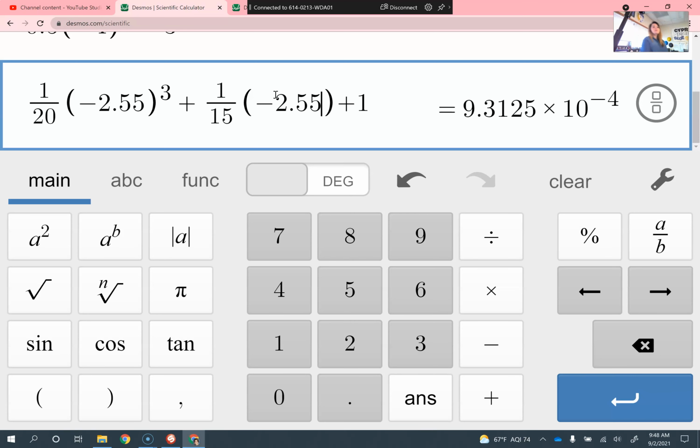This time it gives me a number that's really, really small. That 10 to the -4 says that it's basically 0. So at -2.55, my graph is at 0. If I want to plug in the 0, I'm pretty sure I'm going to get a 1.